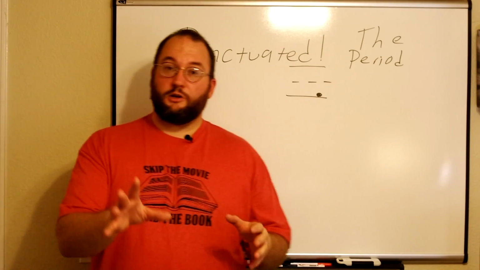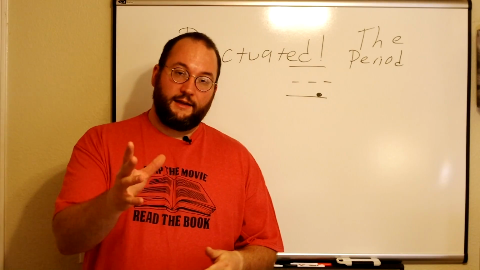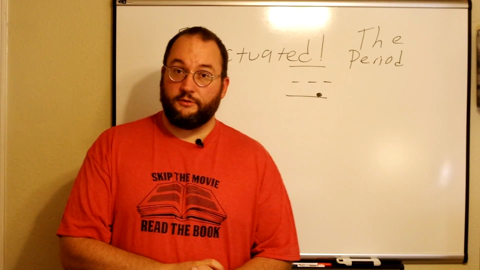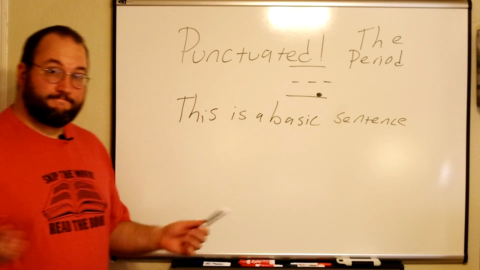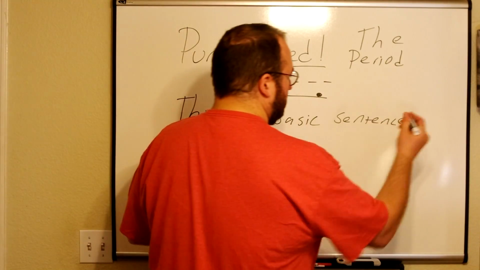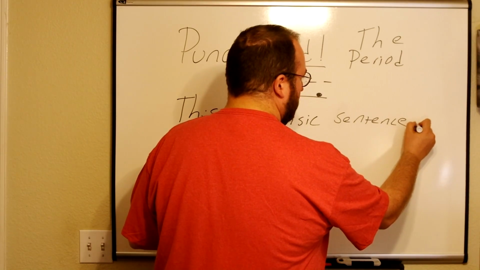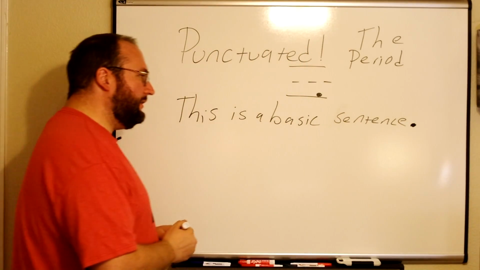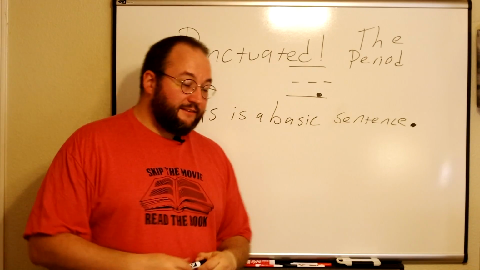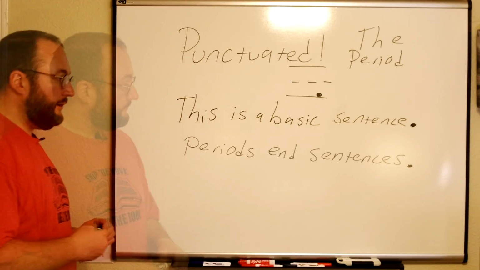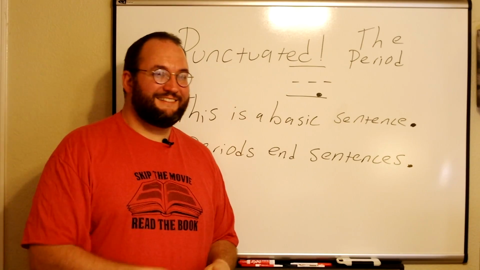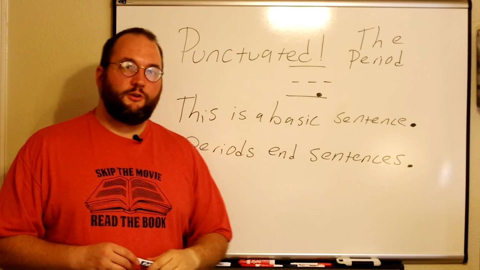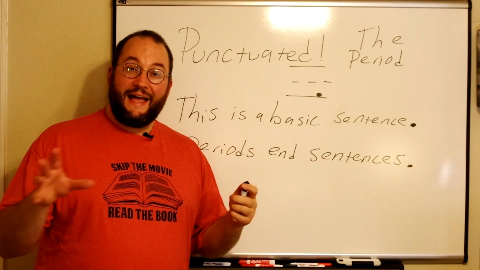So let's take a look at a basic sentence, and we'll see if we can figure out where the period goes. This is a basic sentence. It is. The period, as you probably figured out, goes right here at the end to indicate that our basic sentence is complete. Periods end sentences. Period. But a period's use isn't limited to ending a sentence.